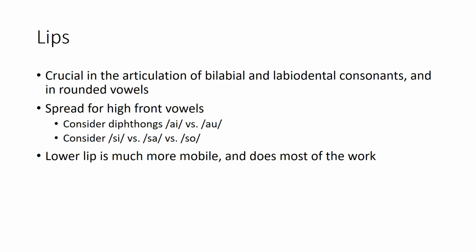Similarly with co-articulation, the articulation of si versus sa versus so involves spreading the lips during the S for si, rounding the lips during the S for so, the lips remaining relatively neutral for sa. Generally, for lip articulations, the lower lip is the more mobile articulator and is going to do most of the work.